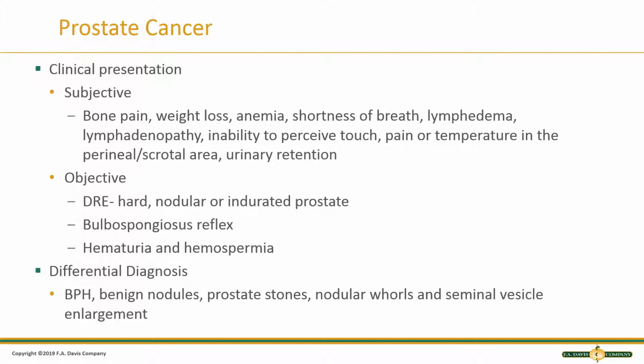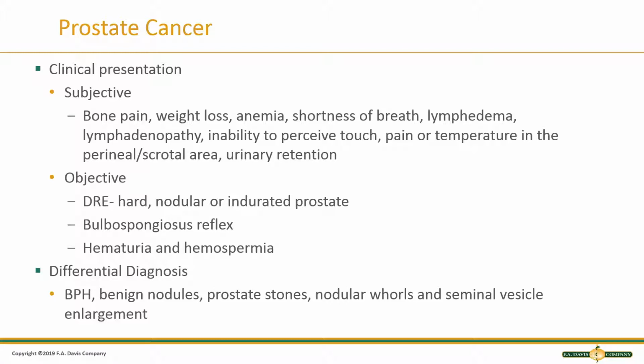Onset of prostate cancer typically occurs in men ages 50 to 60 years old. They can typically be asymptomatic in early stages, but can also be asymptomatic as the disease progresses. You can see systemic symptoms such as bone pain, weight loss, anemia, shortness of breath, lymphedema, lymphadenopathy, inability to perceive touch, pain, or temperature in the perineal scrotal area, and urinary retention. The neurologic symptoms suggest spinal cord involvement. Objectively, the prostate will be hard, nodular, or indurated. This can be localized or diffuse. In late disease, you will see hematuria.